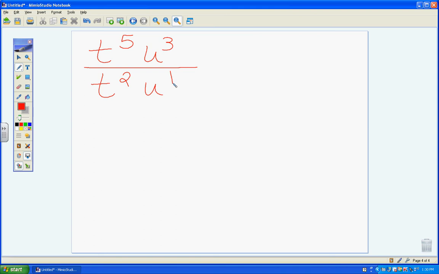So we're going to do these two first. T to the 5th divided by t to the 2nd. We get t to the 3rd. Is it going to go on top or bottom? Top. Why? Because that 5's up top and the 2's on the bottom. You can even visualize it. Okay, I've got 5 t's and I've got 2 t's. If I cross them out, what am I left with? 3 of them up here. What about the u?